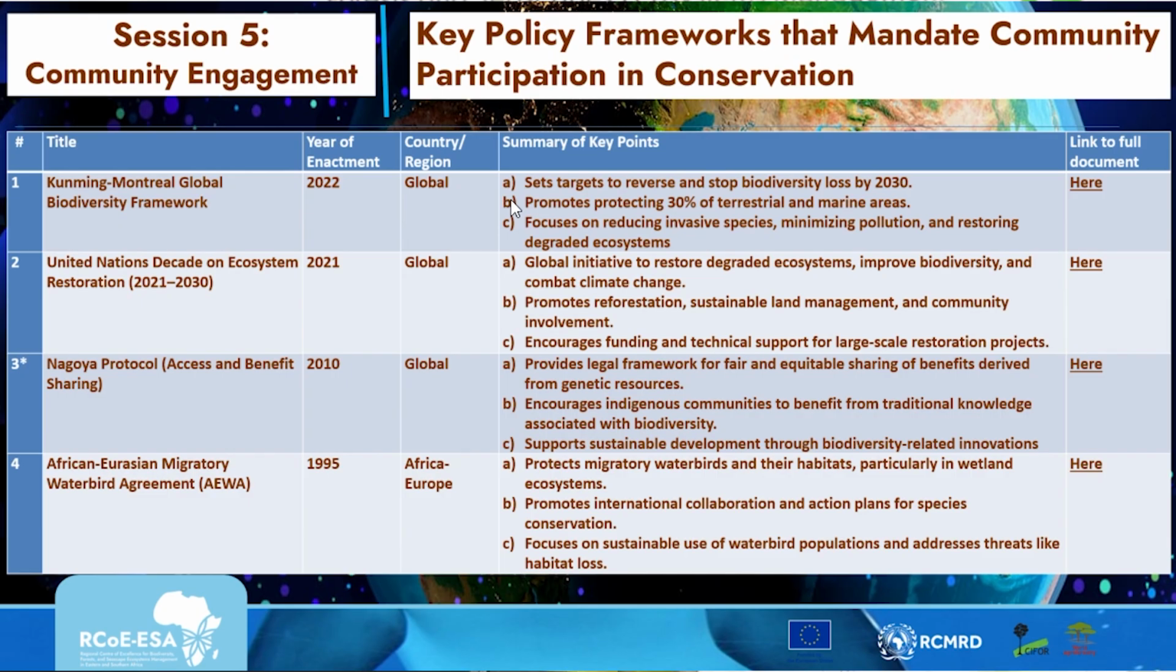Then we have the United Nations Decade on Ecosystem Restoration. Again, it's a global initiative on restoring degraded ecosystems, promoting reforestation and all those sustainable measures, and including the community. So all these global policies are available and they will be uploaded on the e-learning platform, including a link on where to see the entire document.